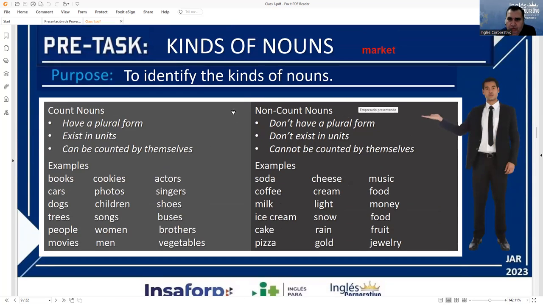Count nouns. If the nouns can be counted, they exist in units and they have plural form, we use how many. How many books, how many cars, how many dogs, how many trees, how many people, how many movies, etc. But if the nouns cannot be counted because they don't exist in units, we use how much soda, how much coffee, how much milk, how much ice cream, how much cake, how much pizza. Okay, so how much cheese, how much ice cream, etc. Right? So say like this. Okay.